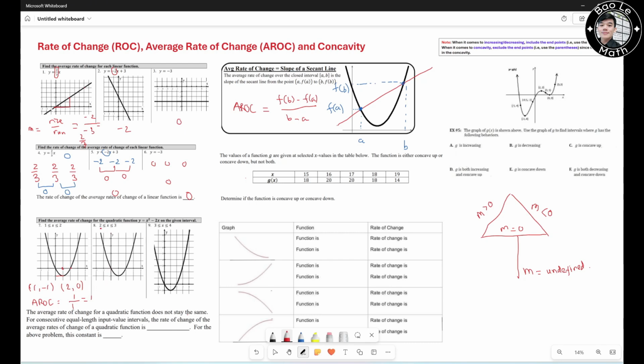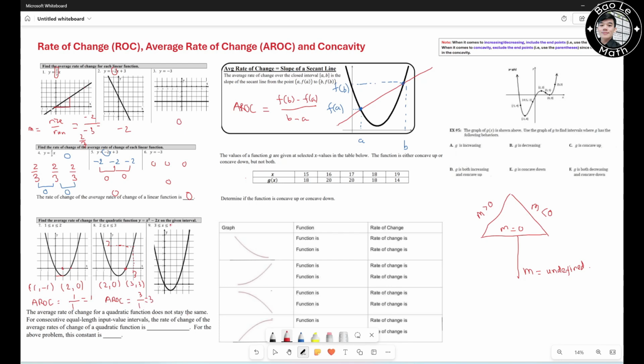Now next one, interval 2 to 3. So x equals 2, y equals 0, so we have the point 2, comma 0. Now x equals 3, y equals 3 right here, so we have the point 3, 3. Now the average rate of change formula: 3 minus 0 is 3, over 3 minus 2, which is 1. So the answer must be 3.